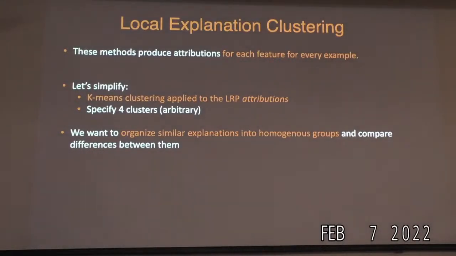I said that like 4 times. That's a lot of information. That's 51 values for every single prediction. That's too much for me to parse, so I tried to simplify it. I applied a k-means clustering, not to the features, but to the attributions to those features. So the idea is, I'm trying to organize these into more similar explanations in these groups and compare differences between the clusters that I found.